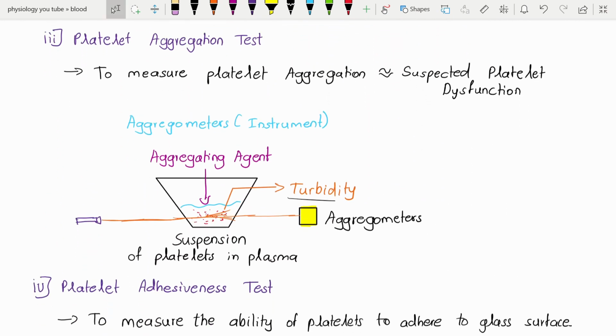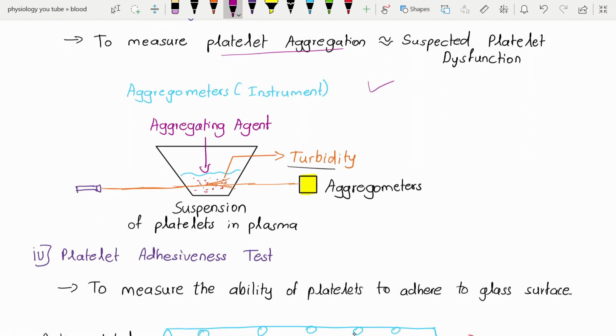Next test is platelet aggregation test. Here we are measuring the platelet aggregation property. When we suspect there is dysfunction with the platelets, then we are going to assess with the help of platelet aggregation test. We have instruments here: aggregometer that senses the intensity of the light.